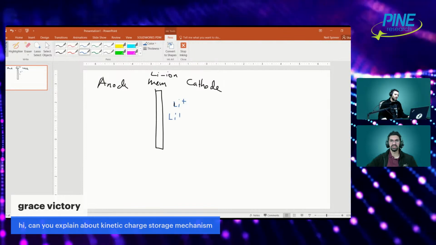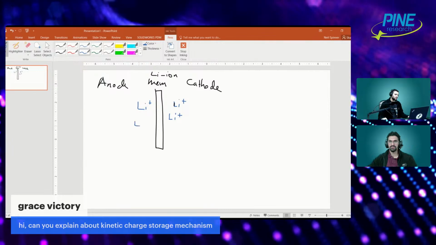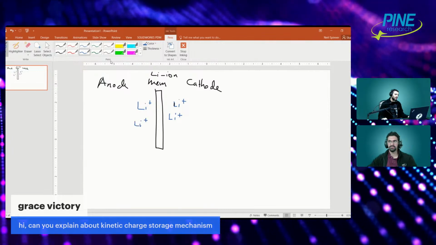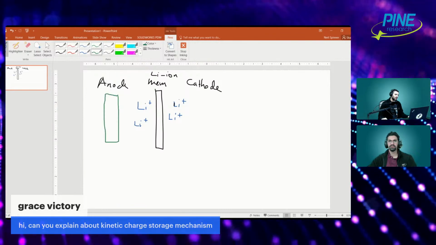Okay. So we have lithium ions all around, right? Hanging out in solution, going through the membrane, being really happy. And we have an anode here. I shouldn't draw it green because it's graphite. Graphite's black, but too late. It's green.